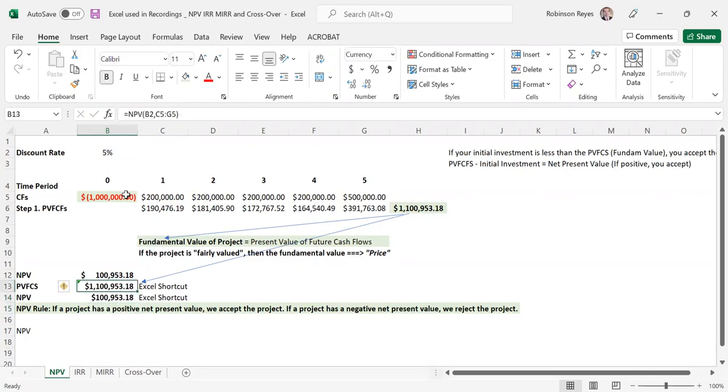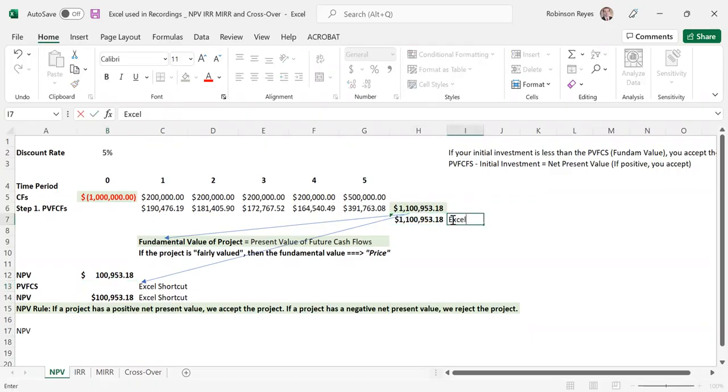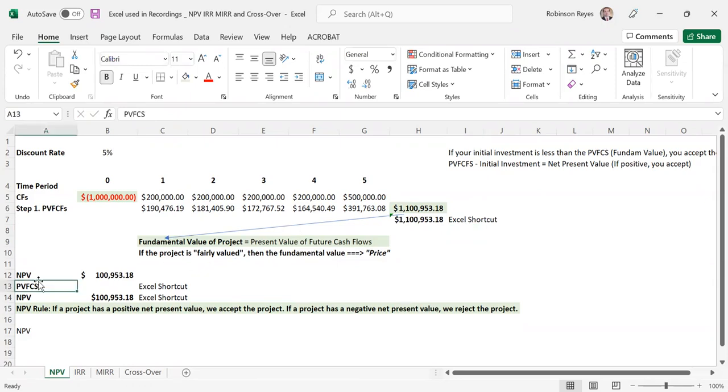You can do it in two ways. Let me move this here and say Excel shortcut. Okay, and that's it. And then we have this, which is the Excel shortcut for the complete net present value.